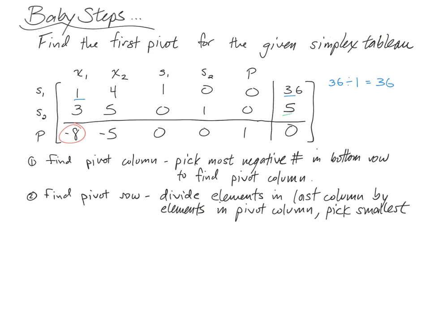Then I would take 5 and divide it by 3. That gives me 1.66666 repeating. This one is definitely smaller. So that means this is my pivot row. And this is my pivot column. And where those two things intersect is where the pivot is. So this right here, this 3, that is the first pivot.